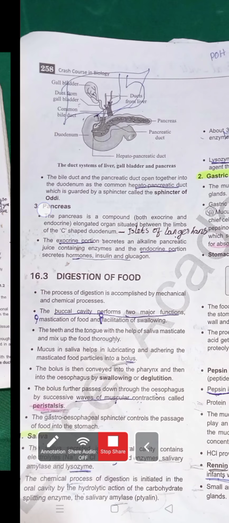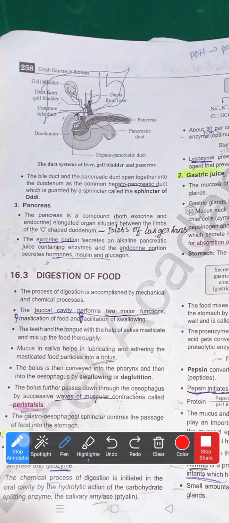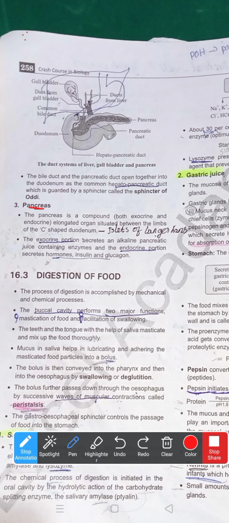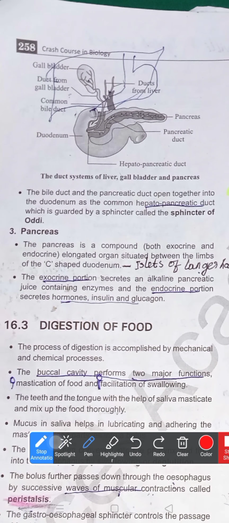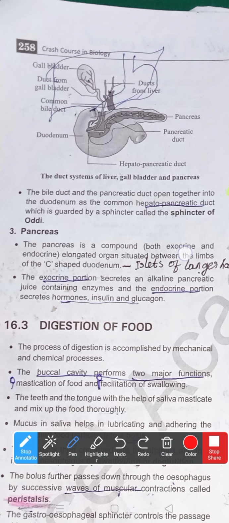The last gland we are going to learn about in the digestive glands is the pancreas. The pancreas is a compound structure. Why is it called a compound structure? It consists of two parts: one is the exocrine part, another is the endocrine part. What do you mean by exocrine? Exocrine is nothing but a ducted gland. This gland has a duct.